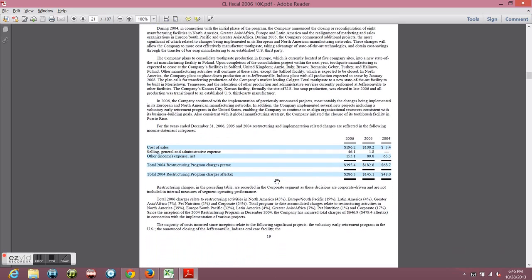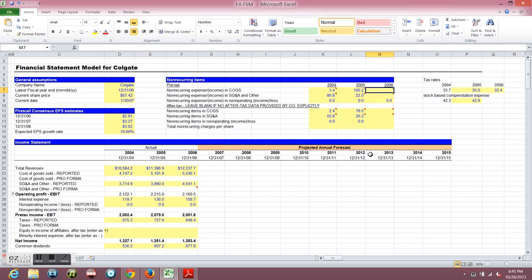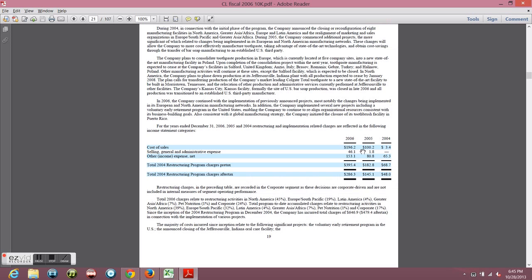Okay, Colgate tells us that there are 2004 non-recurring restructuring program charges that we need to account for, and later on they say that this is non-recurring. This is just a restructuring program that happened over these past 3 years. So we need to take those amounts and count them in. That means add it back to our expenses, or pull it out from our expenses. So what we're going to do is, I already have 3.4 and 100.2 over there, as we can see. So our 2006 is simply 196.2.